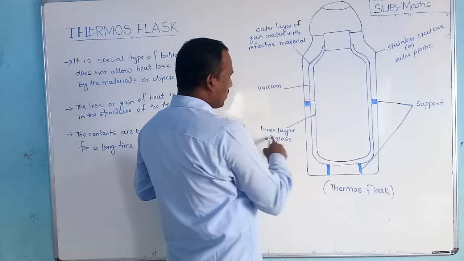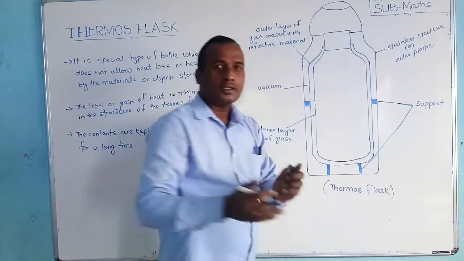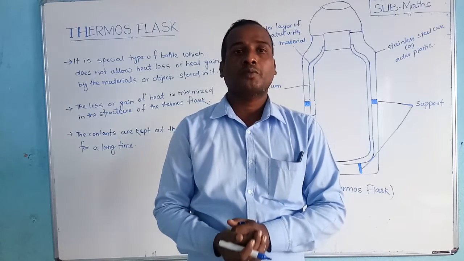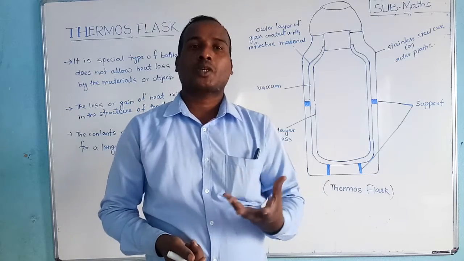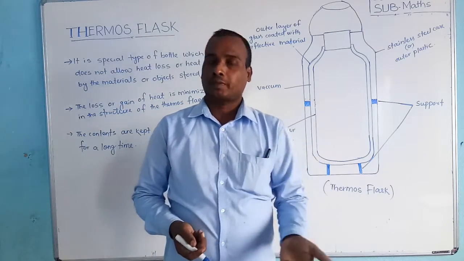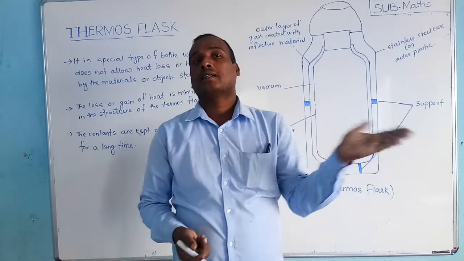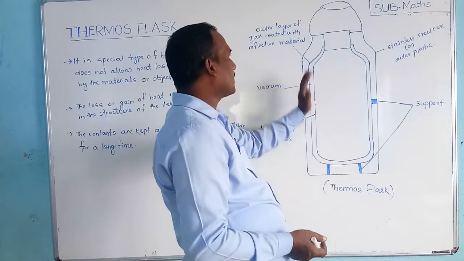This layer is called the inner layer of glass. That means the inside of the thermoflask is made of glass. Why is it made of glass? Because glass is a smooth, reflecting surface, and heat will reflect from a smooth surface. So if glass is inside, the heat will be reflected. The inner layer is made of glass.